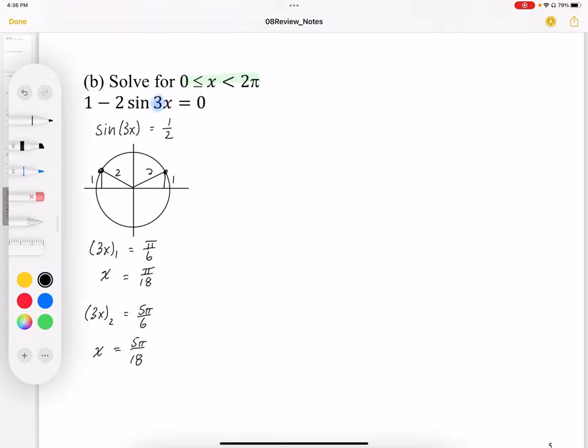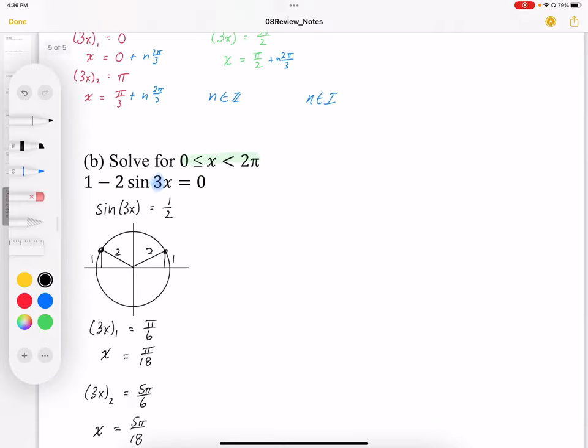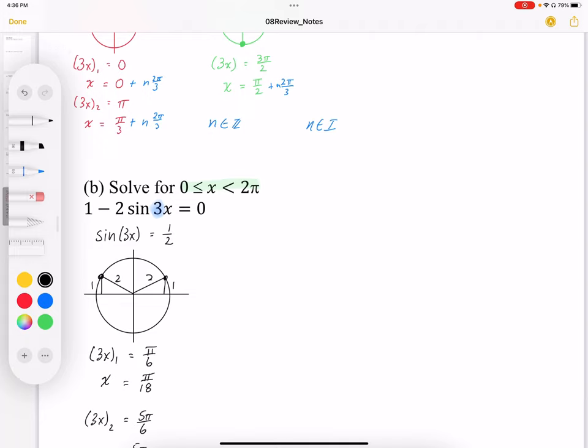Okay, so in the previous problem, we could have used that period of 2 pi over 3. So I'm just going to write that down. From here, my period is 2 pi. My horizontal compression is 3. Now, I can just add 2 pi over 3 until I get to 2 pi or bigger than 2 pi, and then only choose the numbers between 0 and 2 pi.